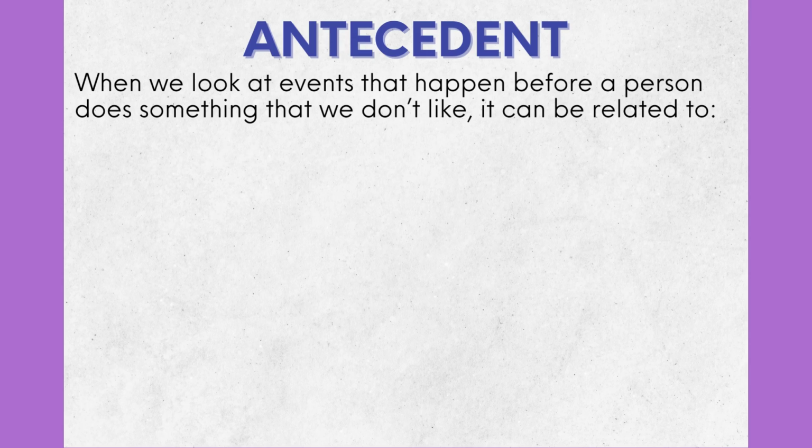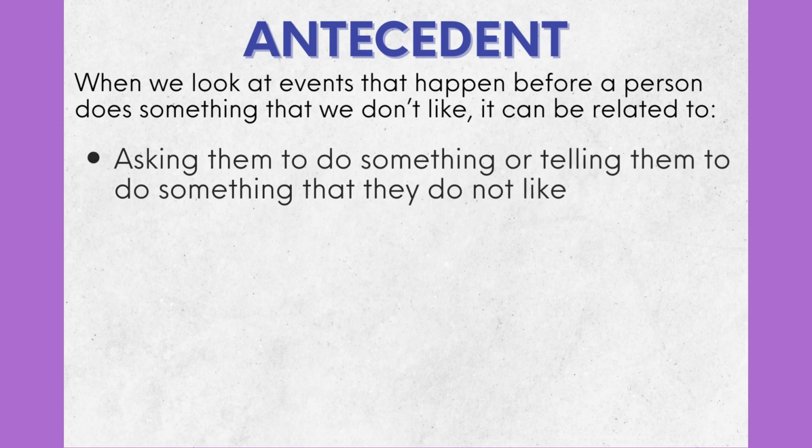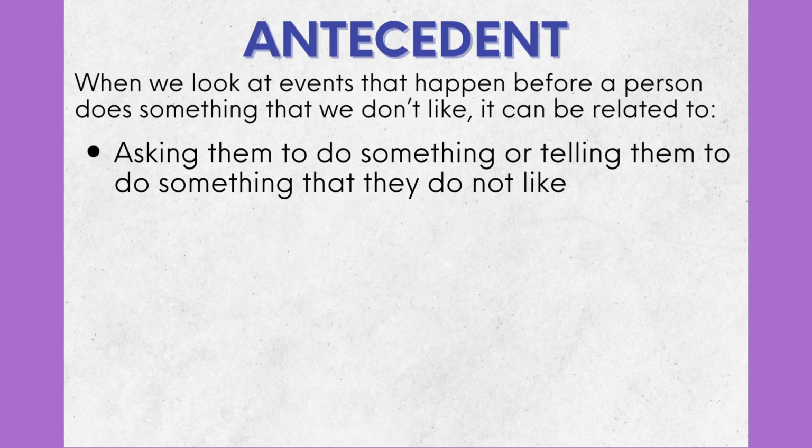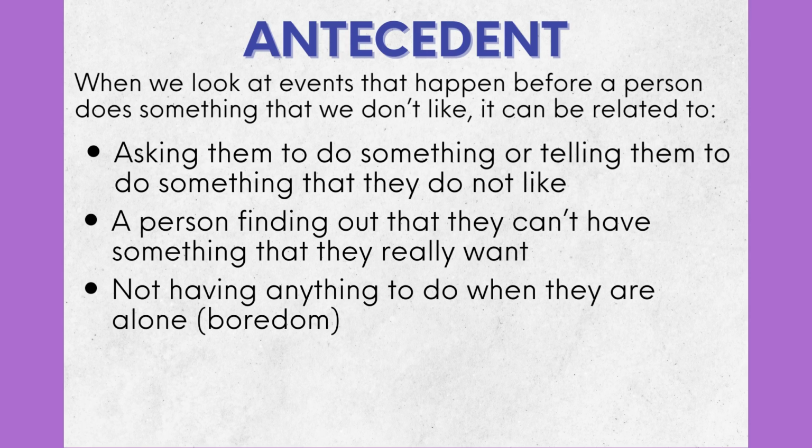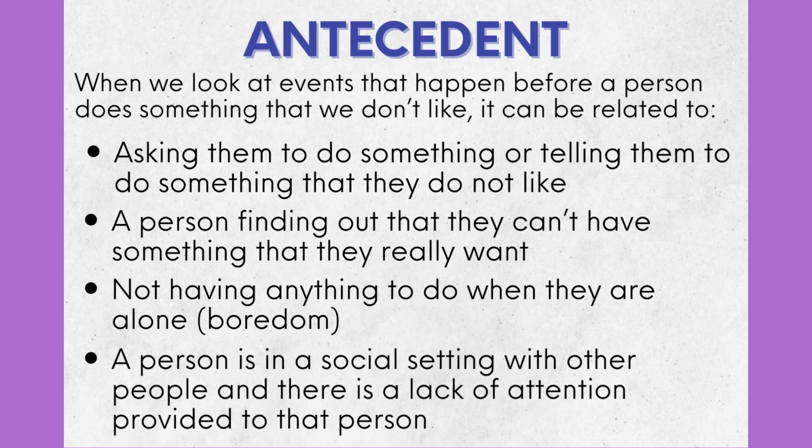So one of the main reasons we look at antecedents is to look at the events that happen before a person does a behavior or something that we don't like. Patterns of antecedents can help us identify the conditions that the behavior we don't want to see is most likely to occur. So these events that can trigger these interfering behaviors or behaviors we don't want to see can include asking them to do something or telling them to do something that they don't like and don't want to do. A person finding out that they can't have something that they really want or that maybe they're even just expecting. Not having anything to do when they are alone, so being bored or not having any leisure activities. Or a person's in a social setting with other people and they're not getting the attention that they want from that situation.